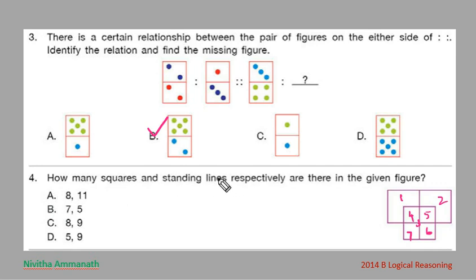And how many standing lines are here? 1, 2, 3, 4, 5. So 5 standing lines. So B is the correct option.